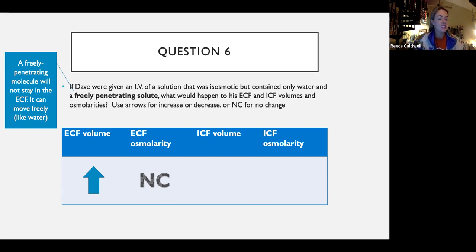When looking at the ICF volume, it will also increase because we administered an isosmotic solution that's freely penetrating, so it can move into the ICF or the ECF, so the volume will increase. And for osmolarity there will be no change. Again, it can move back and forth. It's iso-osmotic, so it's not going to change the osmolarity.